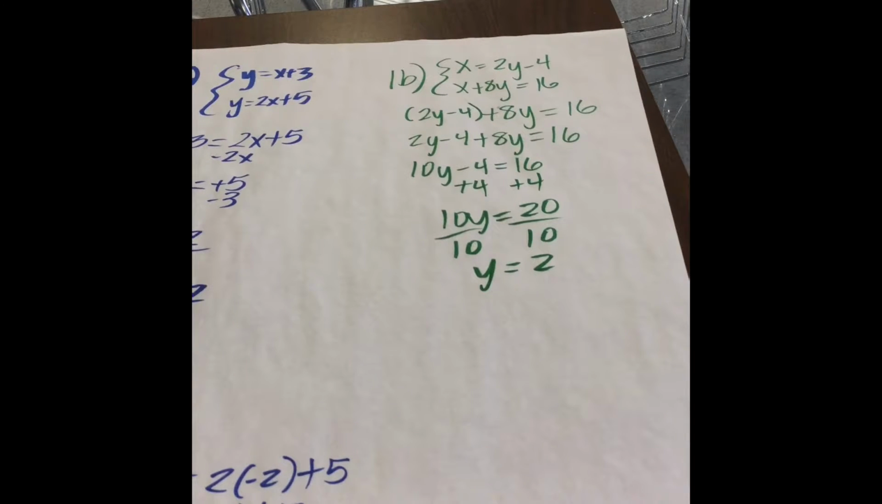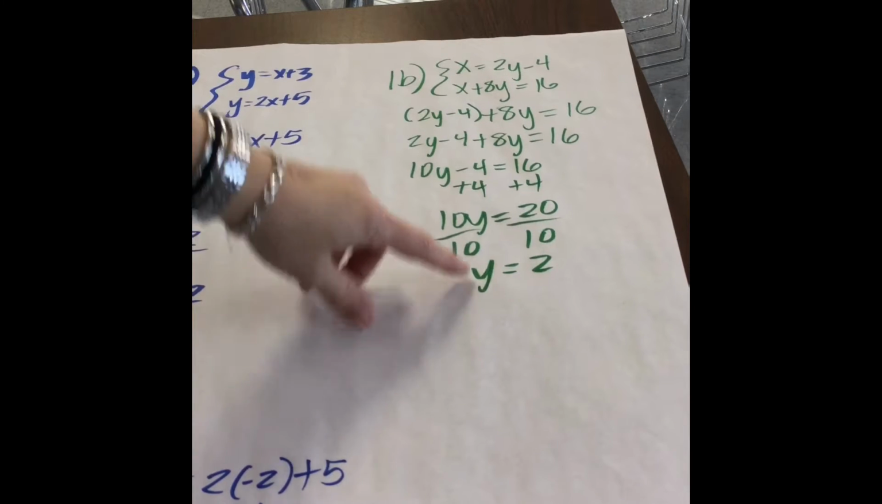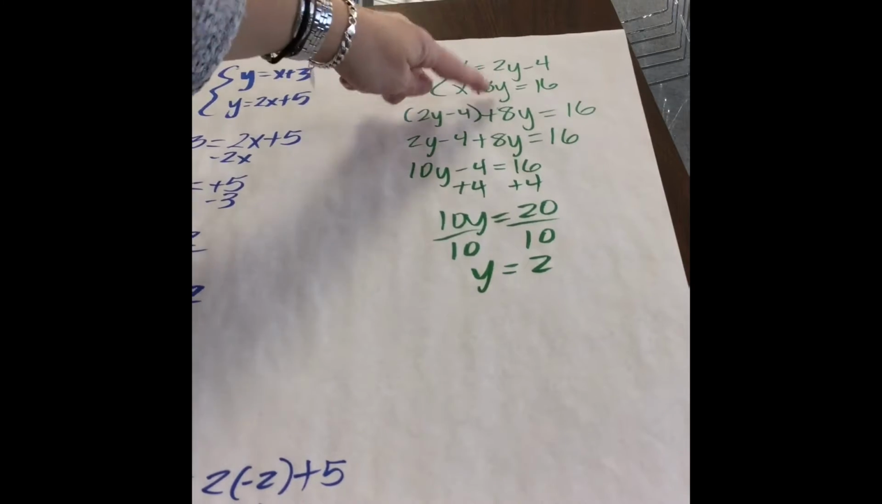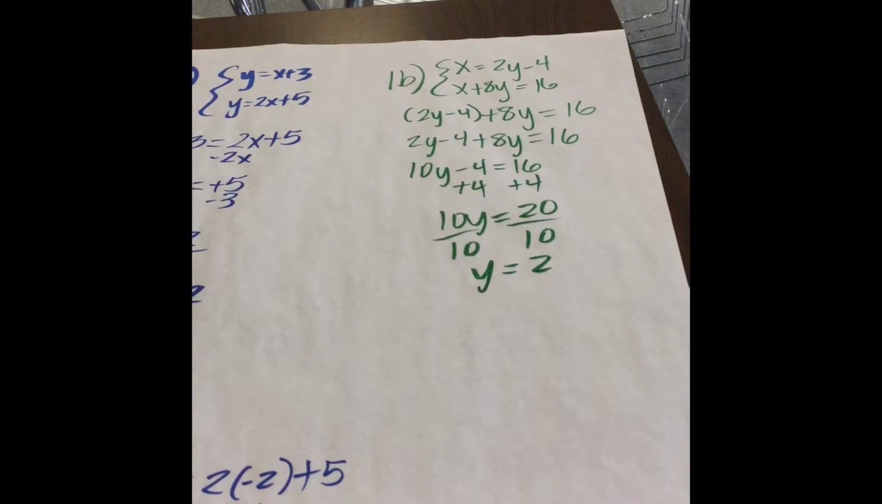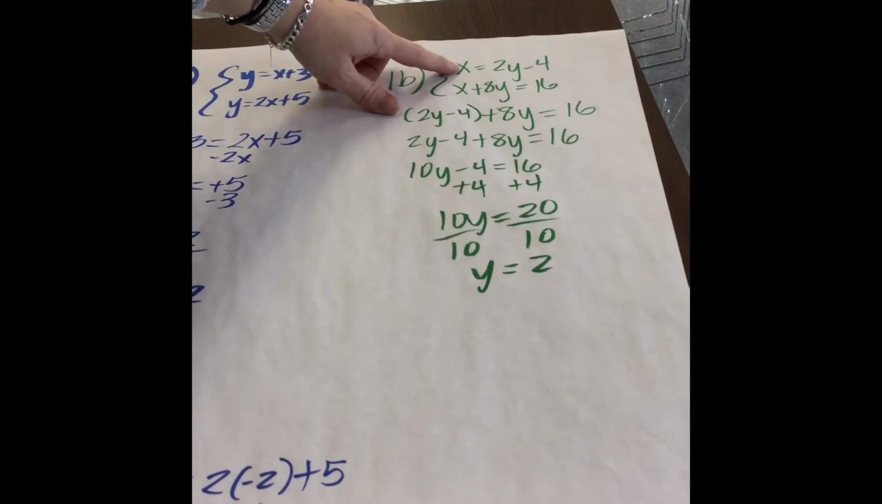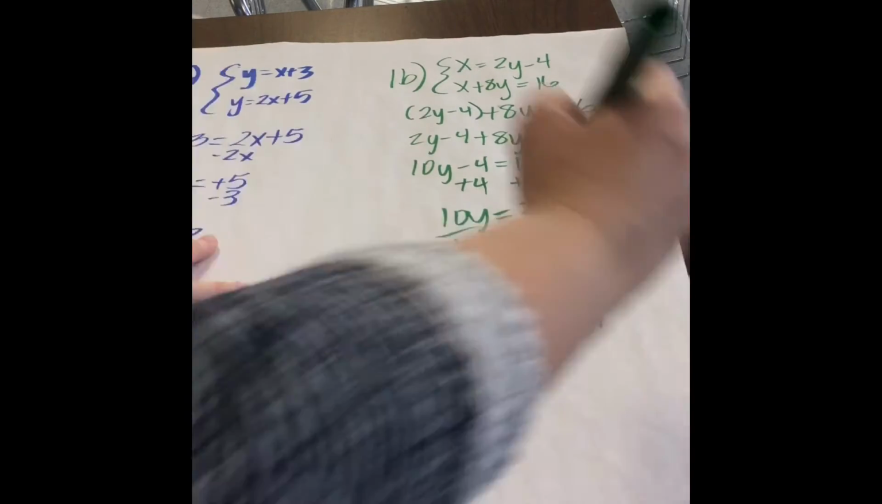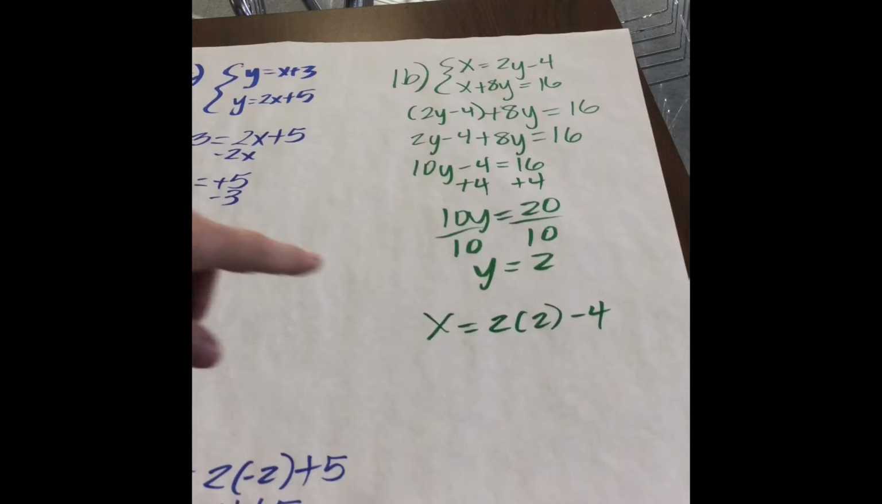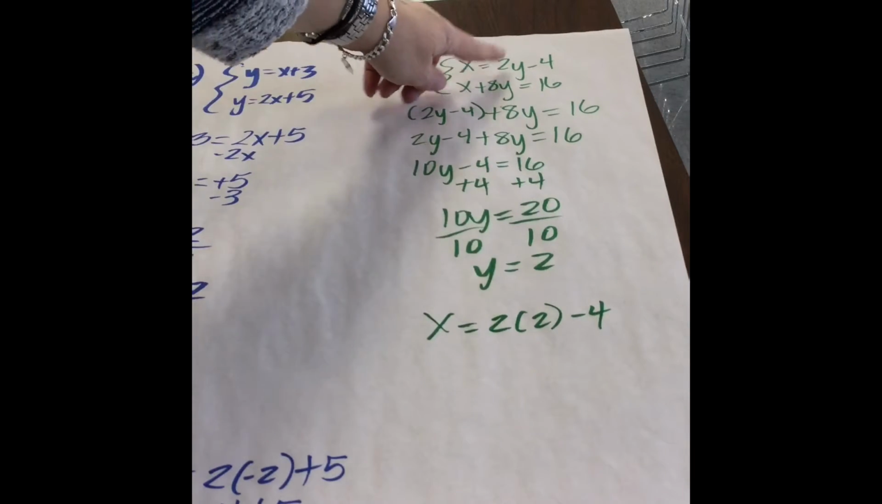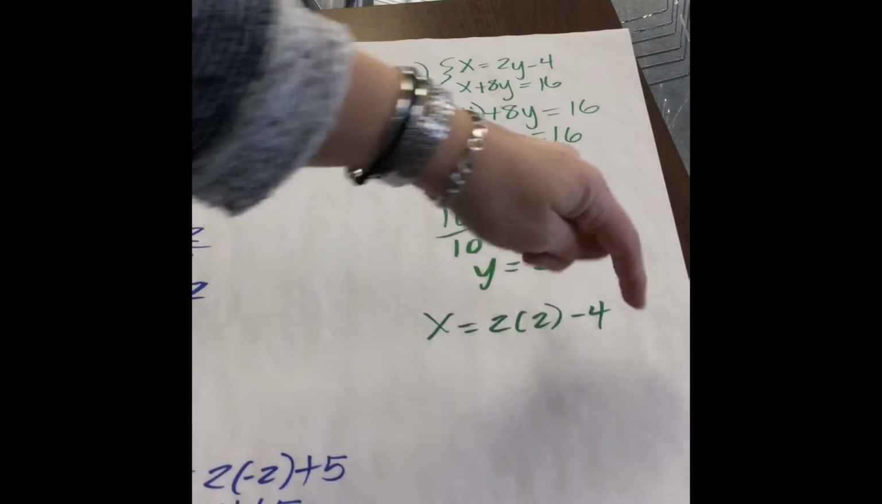That is half my solution. I still need an x value. So I take that y value and I substitute it into either equation, and I can choose which one I would like to substitute. I'm going to substitute it in the top one. Once I substitute y is 2 into this top equation, I get 2 times 2 minus 4.